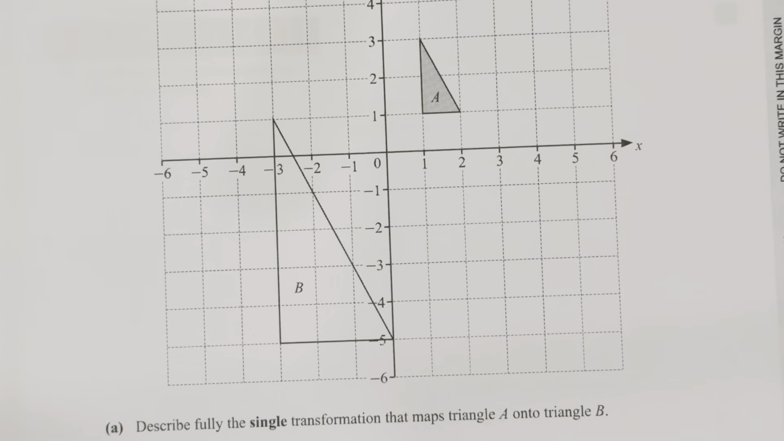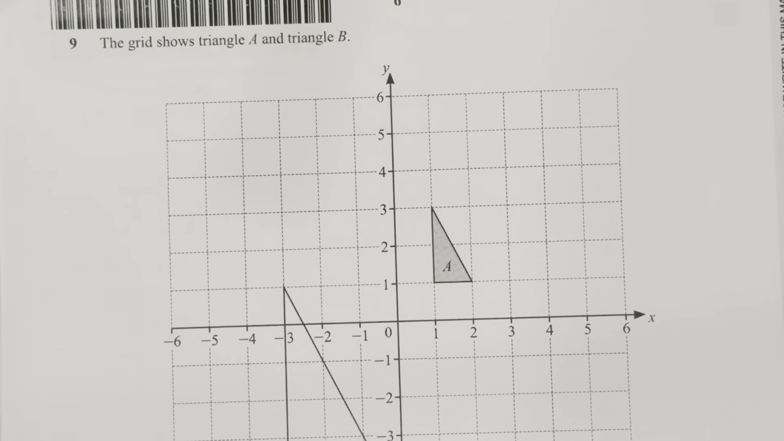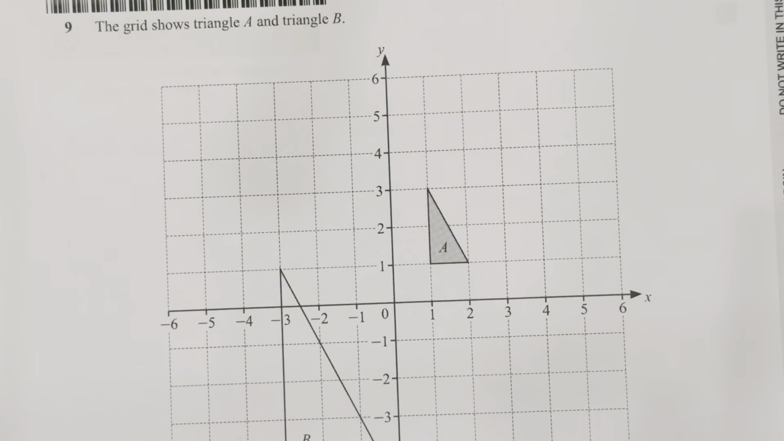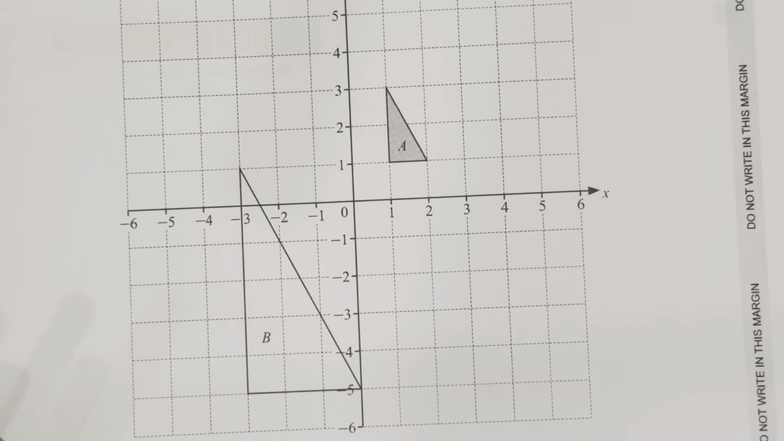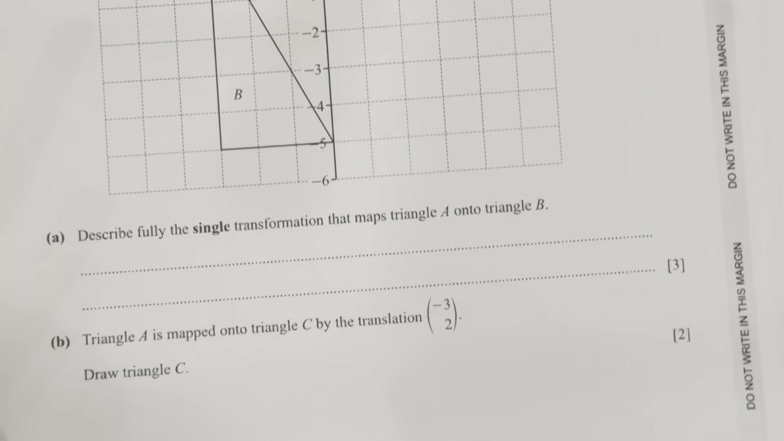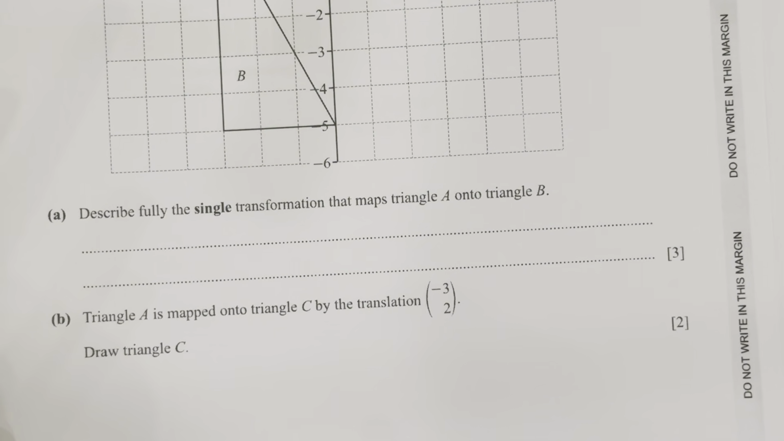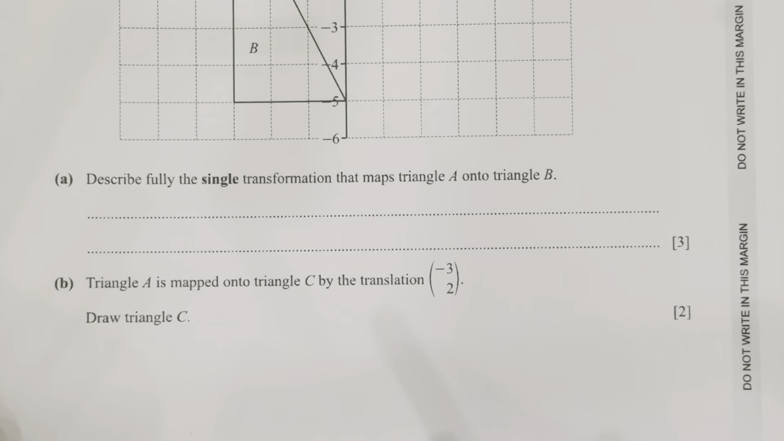Moving to question number 9. Question number 9 is from the topic of transformation. This is a simple question of transformation. The grid shows triangle A and triangle B. We can see from the figure that there are two triangles, triangle A and triangle B. Part A is: describe fully the single transformation that maps triangle A onto triangle B.